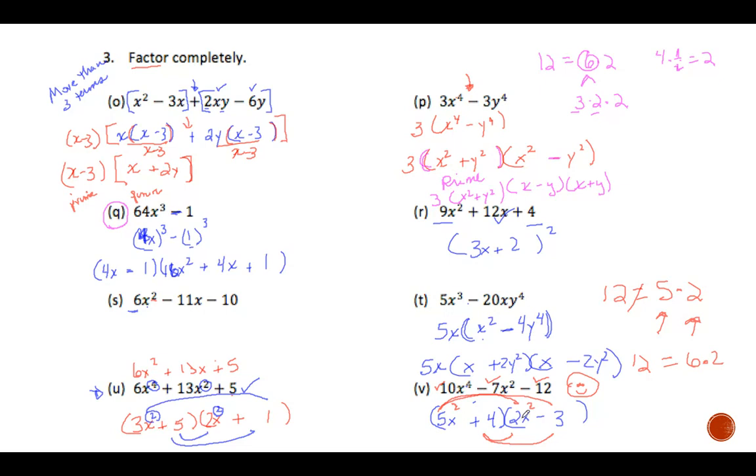These 2 blue factors are the factors of 10x to the fourth minus 7x squared minus 12 because when I multiplied them together, I got this expression. Right? It's not rocket science. That's all factoring is, right? You're not changing anything. You are only rewriting it in a broken down form so that you can attack each little piece at once.